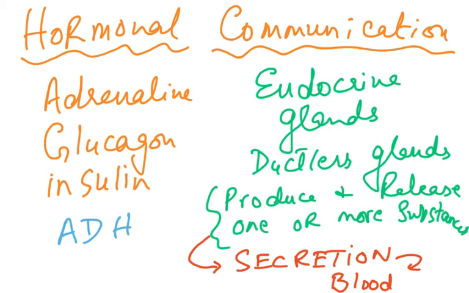Now we talk about hormonal communication. In hormonal communication, just like we talked about nervous communication, we do not have any nerves, but we have a blood supply which is going to facilitate this hormonal communication. So, the hormones that we have discussed previously have been adrenaline, glucagon, adrenaline produced by the adrenal glands, glucagon and insulin produced by the islets of Langerhans in the pancreas, ADH produced by the pituitary gland.